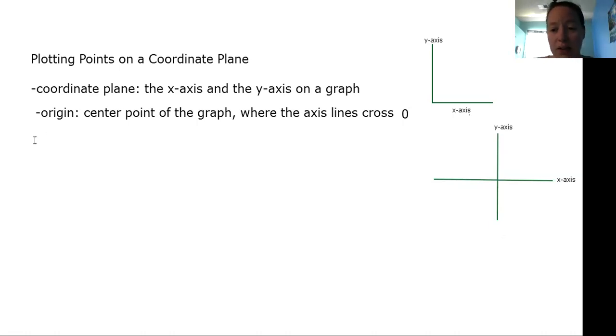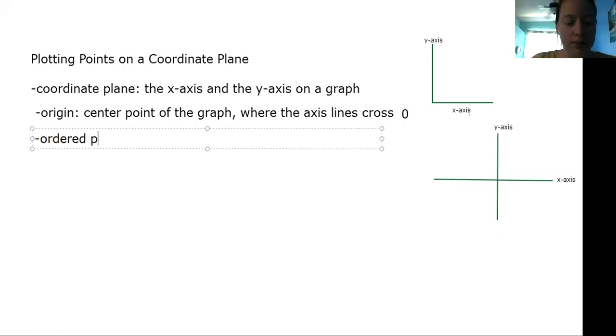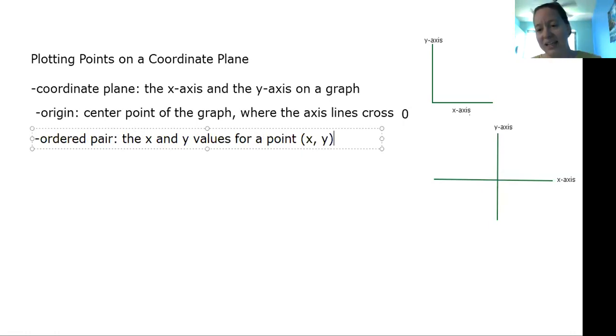Another thing that we have to take into account is our ordered pair. So the ordered pair is the x and y values for a point. We show it as x comma y. It is always x comma y. Every single time it is x comma y.